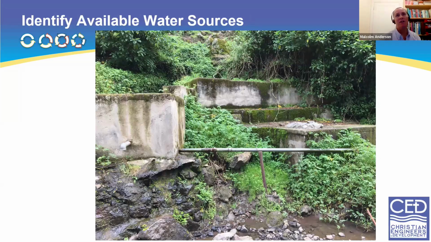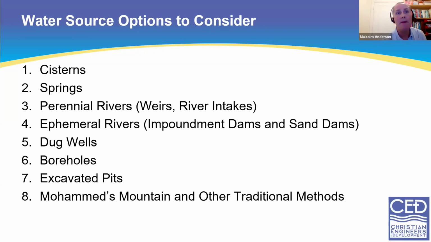Okay, the next section is to identify available water sources. Here's some springs in Ethiopia. I've got a list of 8 here, including the most likely suspects: cisterns, springs, rivers, dug wells, boreholes, and excavated pits, and methods that I call Muhammad's Mountain. I'll explain what that means when we get to it.